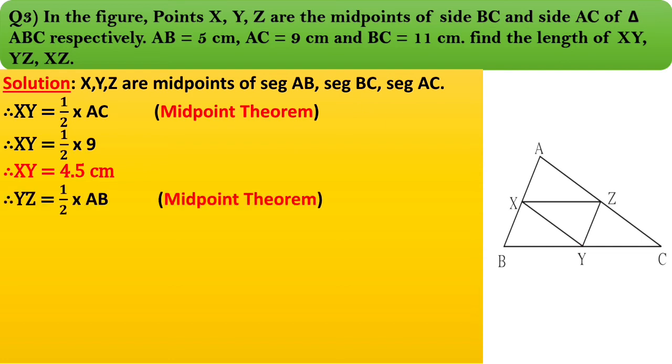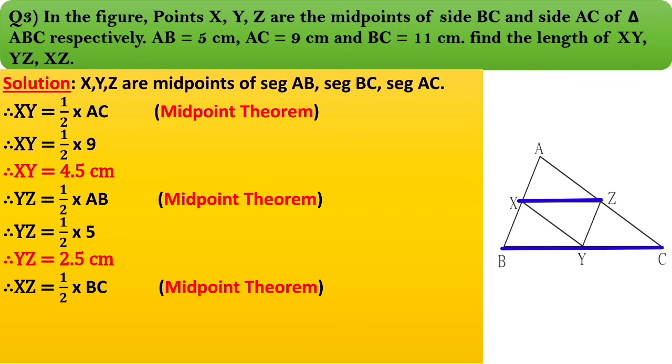In the same way we will do YZ is half of AB by midpoint theorem, and AB is given how much? 5. Half of 5 is how much? 2.5 centimeter. Therefore YZ is 2.5 centimeter. Now XZ is half of BC and BC value is given 11. Now half of 11 is how much, students? 5.5. Therefore XZ is equal to 5.5 centimeter.